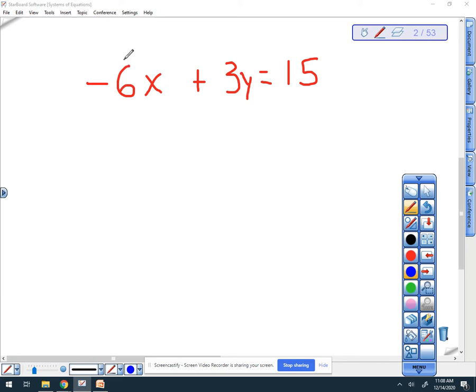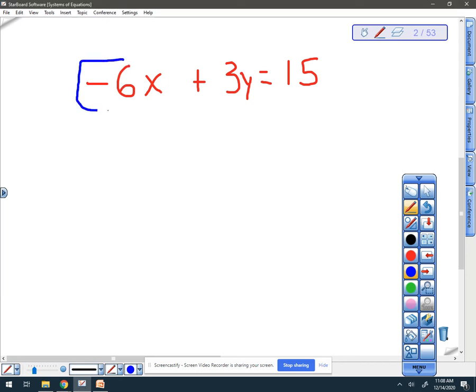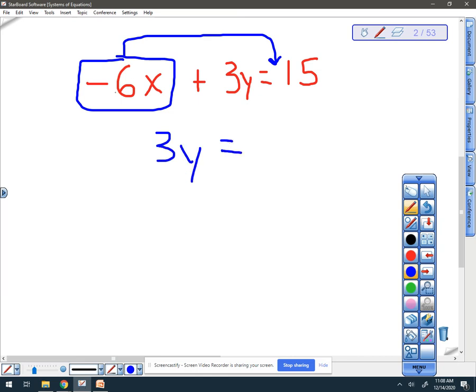You would look at it and you would say, all right, I've got a negative 6x. I need to move that, put it after the equal sign, and then move it to the other side. So it was a negative 6x. So if I move it, the sign changes. So first off, what's left over here? We have 3y equals the negative 6x moves, it becomes a positive 6x. And then you still have a positive 15, so plus 15.